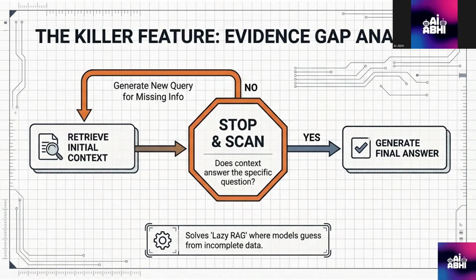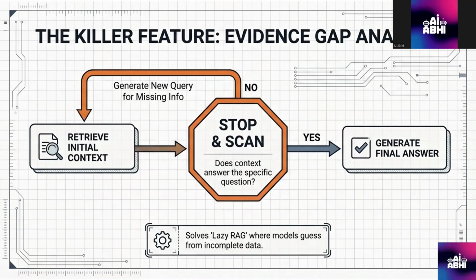What is missing? If gaps are found, then the agent generates new, more specific queries targeting exactly what's missing, retrieves again and fills the gap. It keeps looping until the evidence is sufficient or it hits the maximum retry limit.